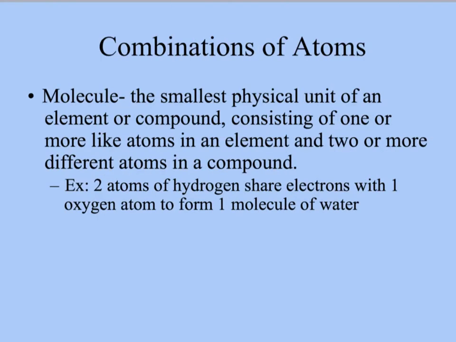A molecule is the smallest physical unit of an element or a compound. This will consist of 1 or more atoms in the element or 2 or more different atoms in a compound. For example, 2 atoms of hydrogen share an electron with 1 oxygen atom to form 1 molecule of water. So 1 molecule could be H2O. 1 molecule, however, of hydrogen gas could be H2. 1 molecule of oxygen gas could be O2.